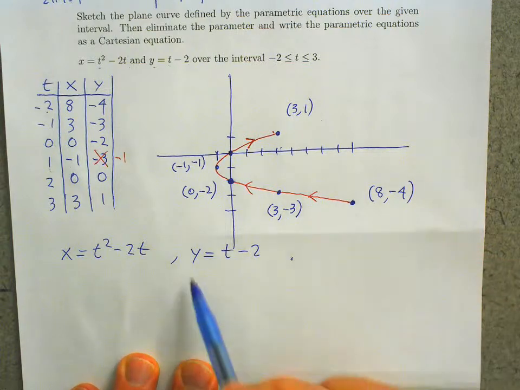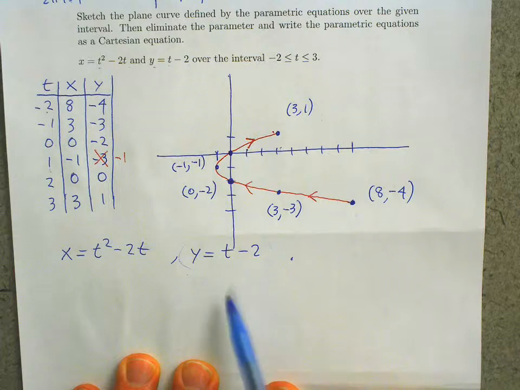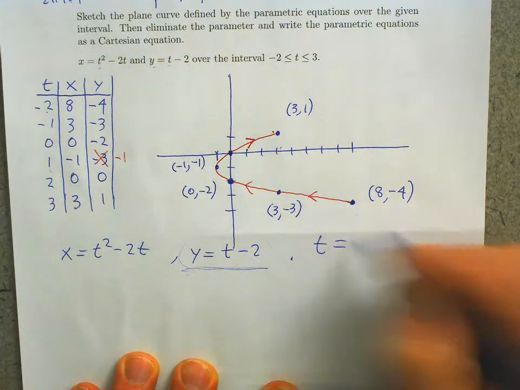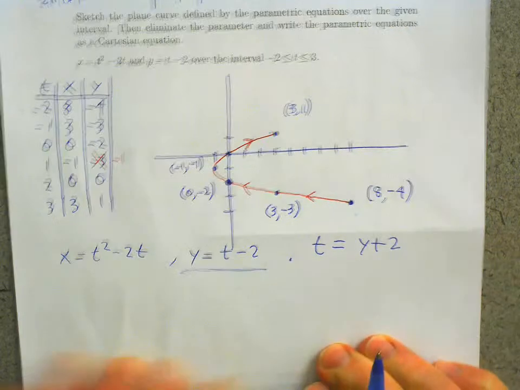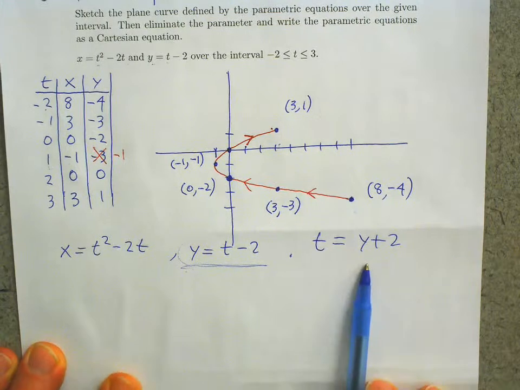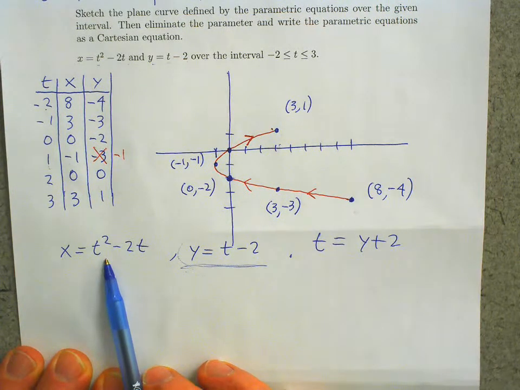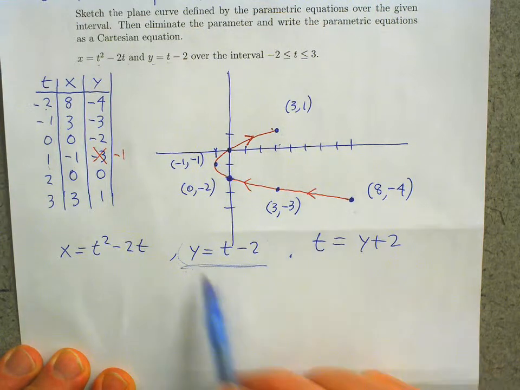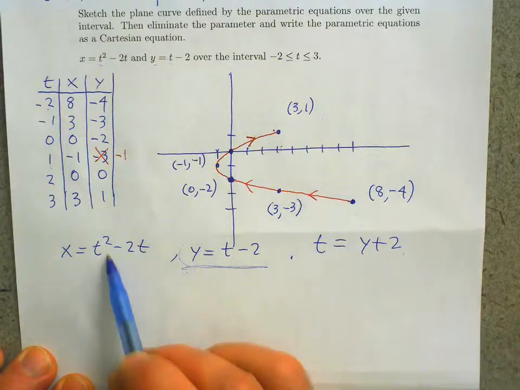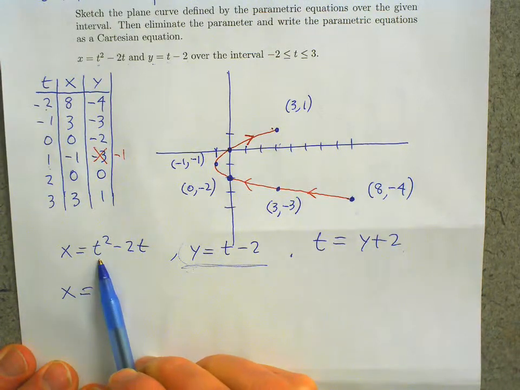There are often multiple ways to write a Cartesian equation. But if you can easily solve for t in one of the equations, it looks like if we solve for t in this one, t equals y plus 2, that is pretty obviously easier than solving the other equation for t. So from this equation we solve for t, we get t equals y plus 2. So in the other equation, we're going to replace t with y plus 2.